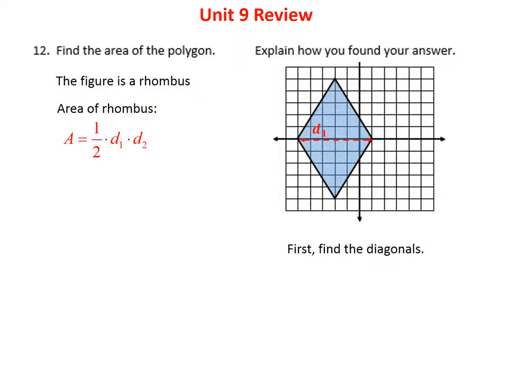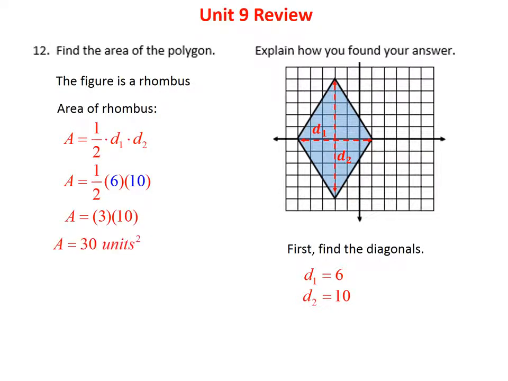So notice from here to here, D1, count the squares, 1, 2, 3, 4, 5, 6. And the D2 count from there to there. So D1 is 6, and D2, if you count the boxes here, is 10. So we plug those in, and we end up with 1/2 of 6 is 3, and 3 times 10 is 30 units squared. So when you get this problem in the test, don't make it harder than it is. You just need to find the 2 diagonals. You don't need to worry about finding the side on this one.